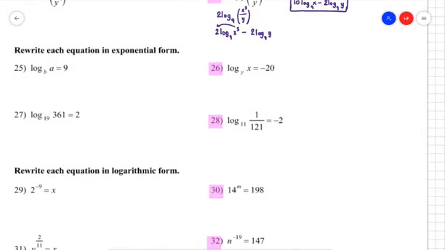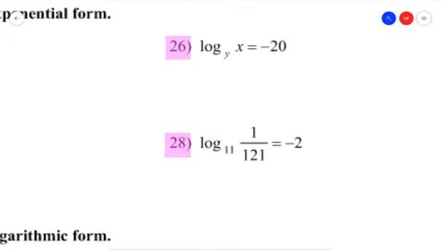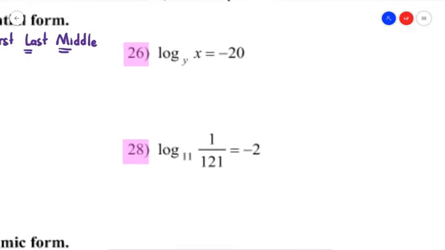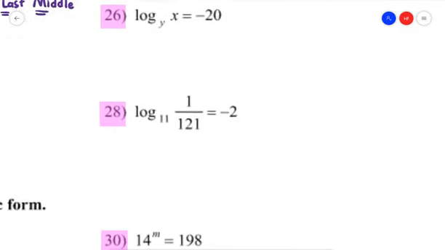The next section we're rewriting in exponential form. This is what we're going to use first, last, and middle. This is just a refresher in case you have to do this on the test. This is not necessarily what we are testing you on, but it is going to be part of some of the problems. So you do have to know how to do it, so that's why it's been included in the review. So this is the first, last, and middle. So this is y to the power of 20 is equal to x. And that's our exponential form.